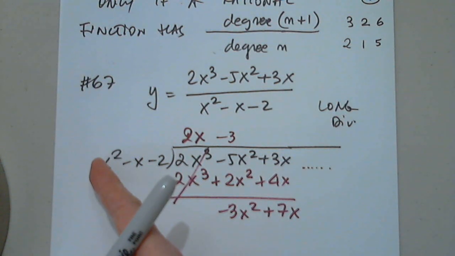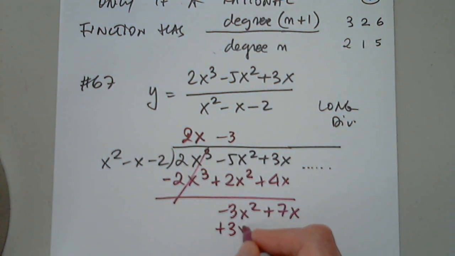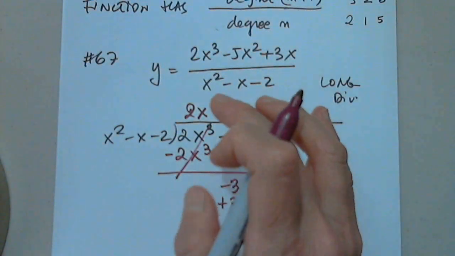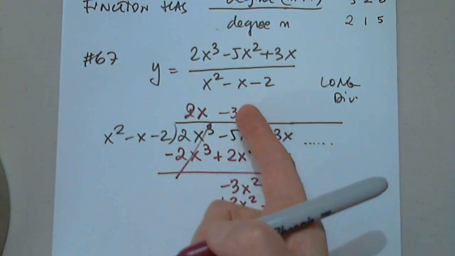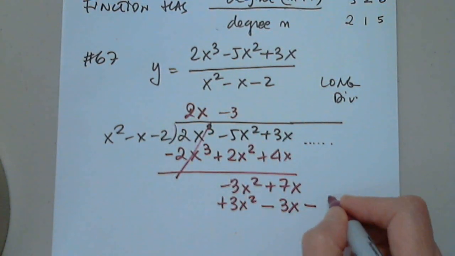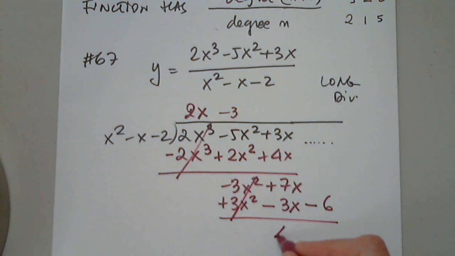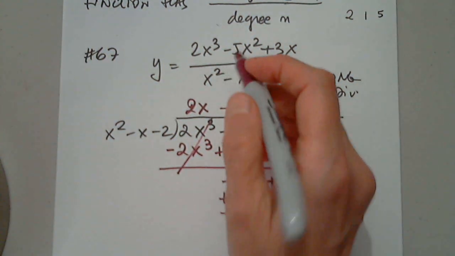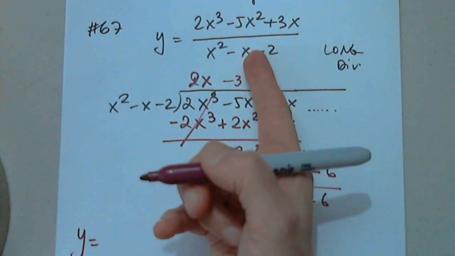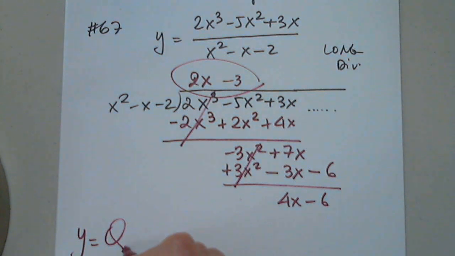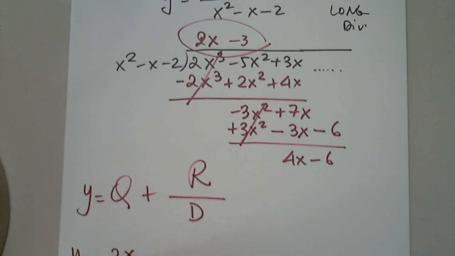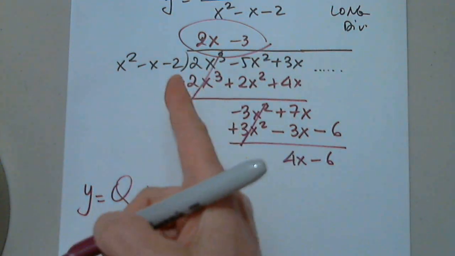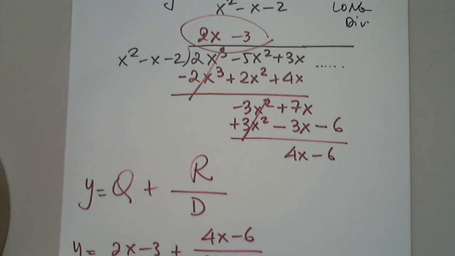Negative 3 times x squared is negative 3x squared, but I have to subtract. Negative 3 times negative x is positive 3x, but I have to subtract. Negative 3 times negative 2 is positive 6, but I have to subtract. So this is 4x minus 6. So the function can be represented by the quotient plus remainder over the divisor: quotient 2x minus 3 plus remainder 4x minus 6 over the divisor x squared minus x minus 2.